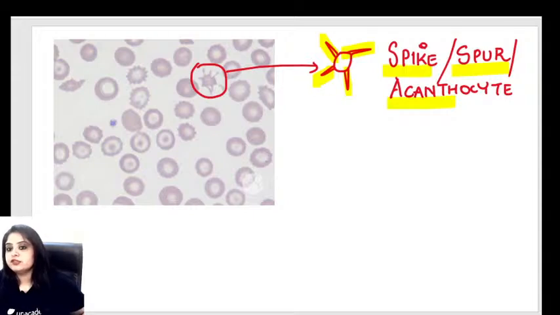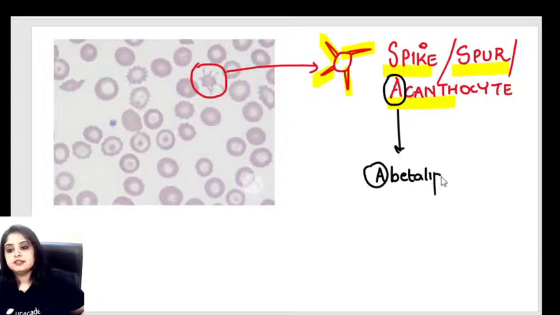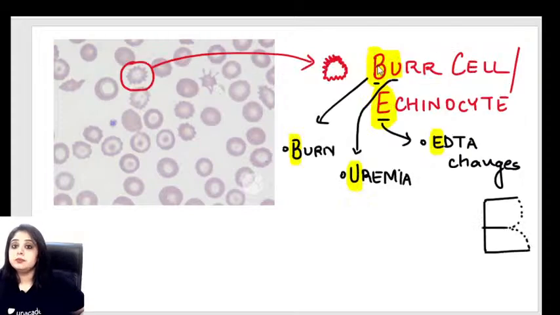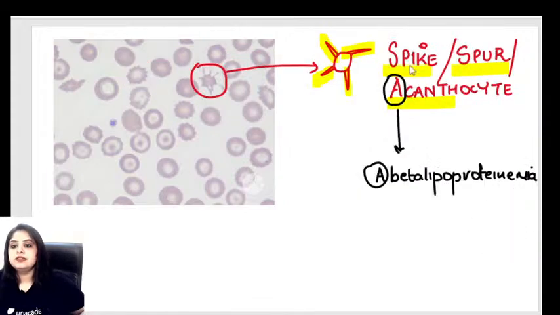And where are you going to see this? Please remember A for A. Acanthocyte is seen in abetalipoproteinemia. Finally, I think now you will not get confused about which is the acantho and spur and which is the echino and burr. The combinations are clear because the way you write E is the way you write B. So that is echinocyte and burr cell, and the other one is spiky, spurry, that is the acanthocyte.